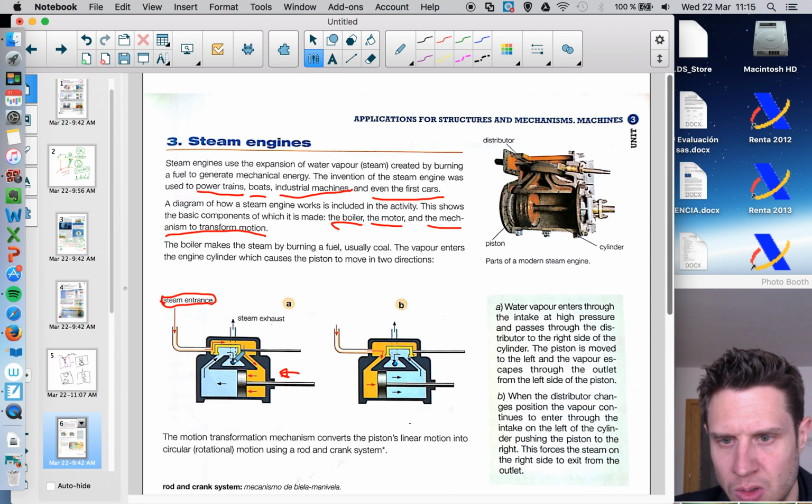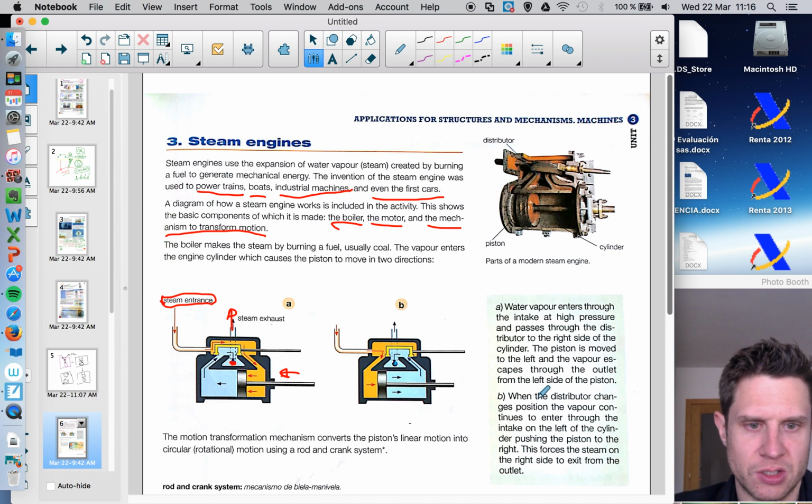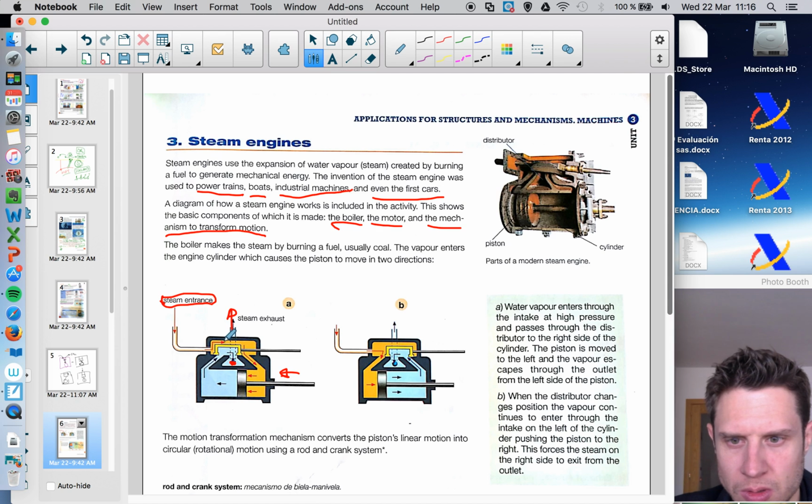So we have here a hole, you can see, and then the steam goes out. When the distributor changes position, the vapor continues to enter through the intake on the left of the cylinder, pushing the piston to the right, in another color. This one, can you see here? This is a really important piece, part of the mechanism.